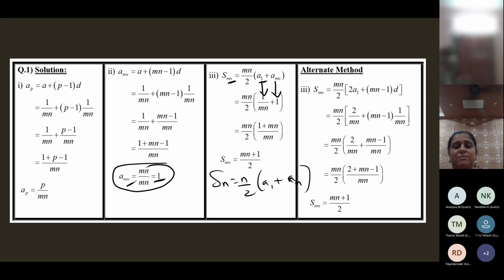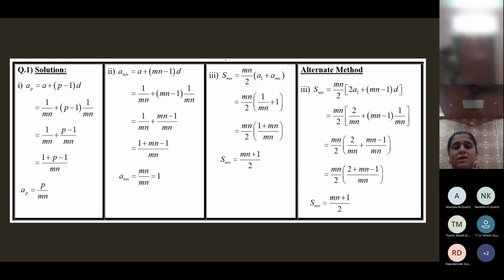The first term is 1 by mn. The mnth term is 1. And work that. So this is the sum to mn terms.